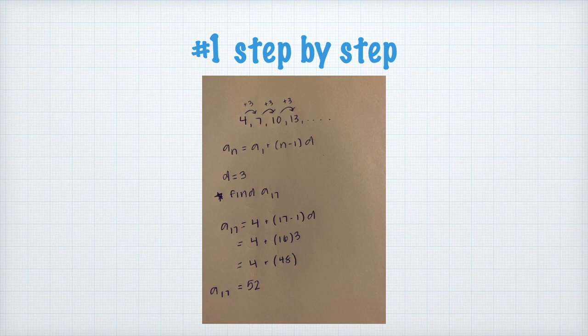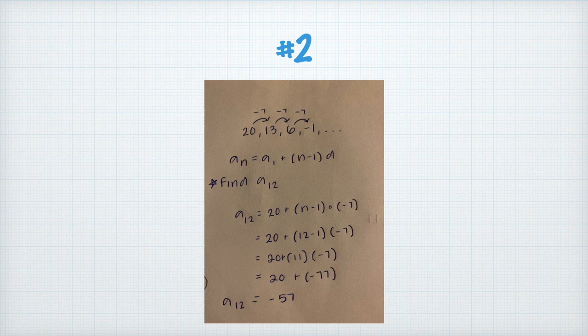And here we go. Number 2. We're finding a_12. The numbers we have are 20, 13, 6, and negative 1, and dot dot dot as it continues. So it's going down by 7 each time. 20 minus 7 is 13, 13 minus 7 is 6, 6 minus 7 is negative 1.